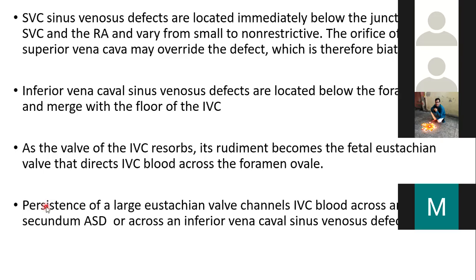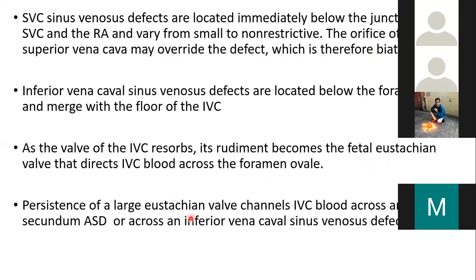So the SVC sinus defects are located immediately below the junction of the SVC and the right atrium, and can vary from a small ASD to a large one. The orifice of the SVC can override the septum, and the defect is therefore biatrial. The inferior vena cava sinus defects are located below the foramen ovale and match with the floor of the IVC. As the valve of the IVC dissolves, its rudiment becomes the Eustachian valve and directs IVC blood into the foramen ovale.